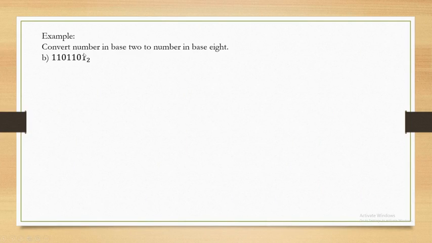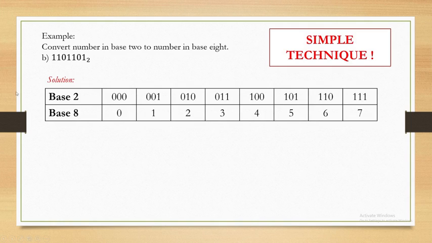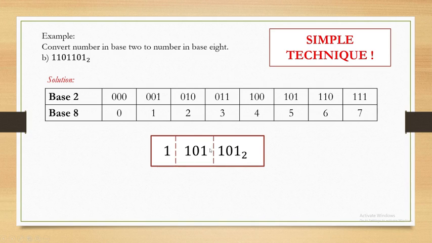For example, convert a number in base 2 to a number in base 8. Okay, same as the question before, but using a simple technique. Okay, use this table that I asked you to memorize, and then split the number into 3 digits in one group, starting from the right. Okay, if you want to separate it, you must start from the right.